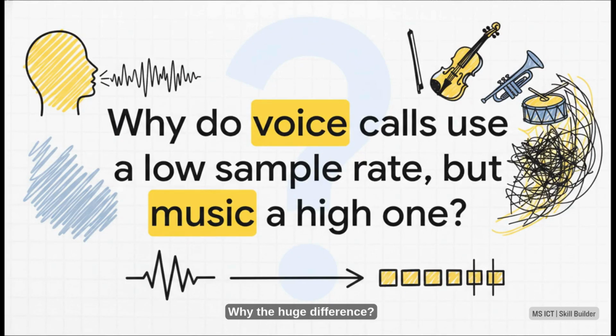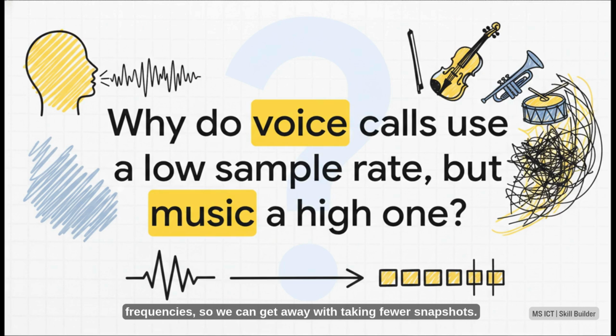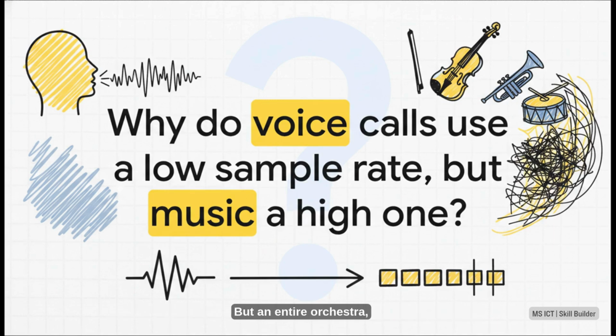Why the huge difference? Well, it all comes down to complexity. The human voice sits in a pretty narrow range of frequencies, so we can get away with taking fewer snapshots. But an entire orchestra with its booming drums and soaring violins covers a massive range of sound. It just needs way more detail to be captured properly. It's all about choosing the right tool for the job.